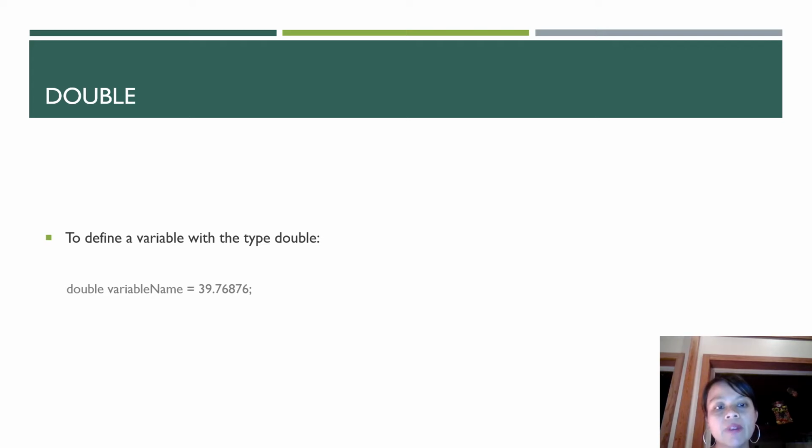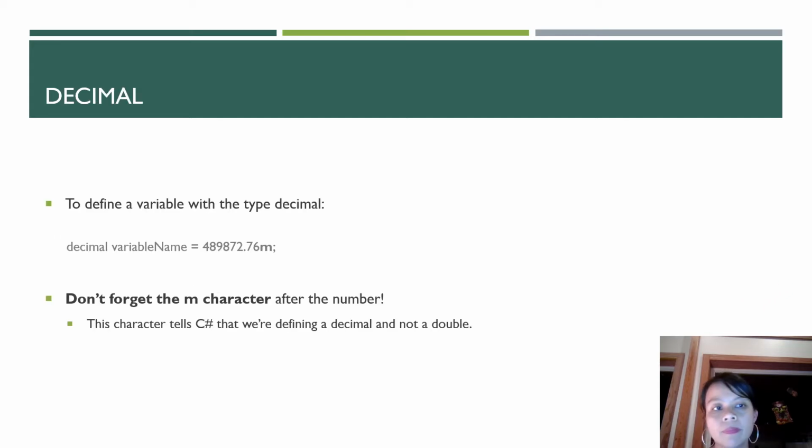To define a variable with the type double, you write double, variable name, and then the value. To define a variable with the type decimal, you write decimal as the data type, then the variable name equals, and then the value with an M. Don't forget the M character after the number, no spaces. This character tells C# that we're defining a decimal and not a double.